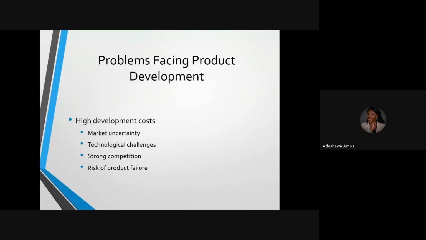And the second point, market uncertainty. How sure are you that when you bring that product to the market, the consumers are going to buy it?